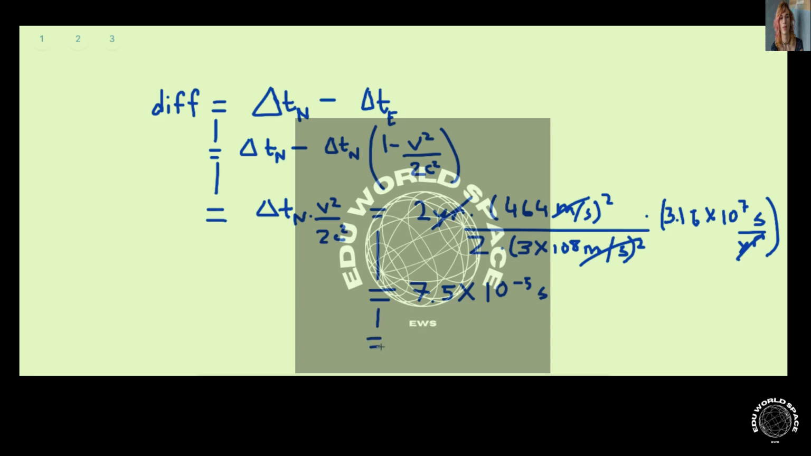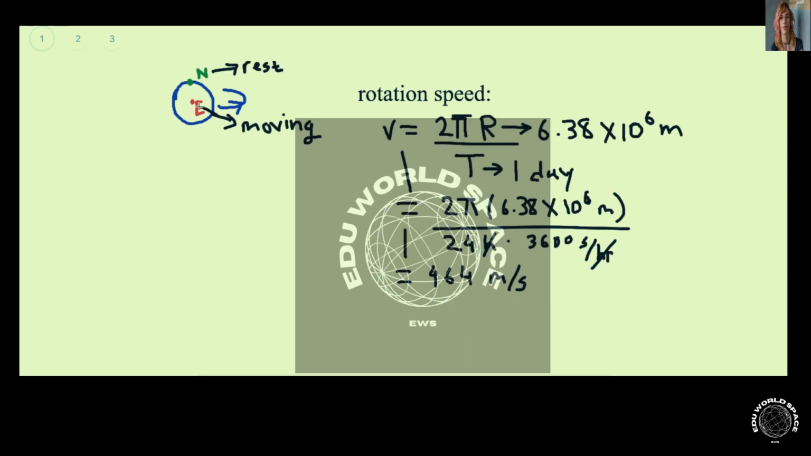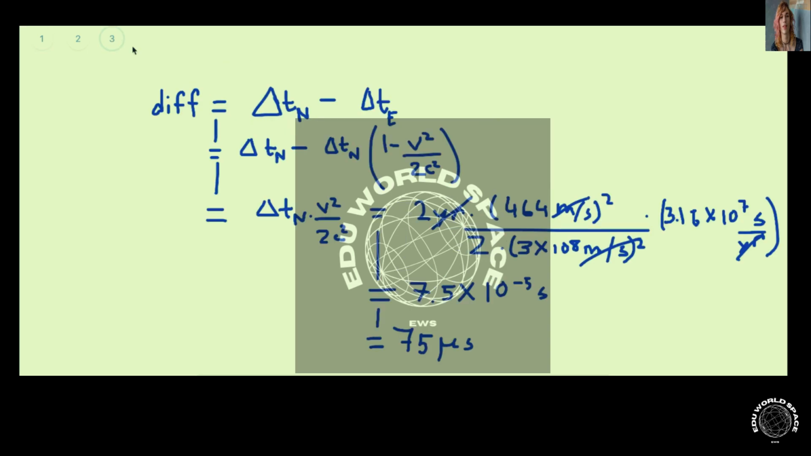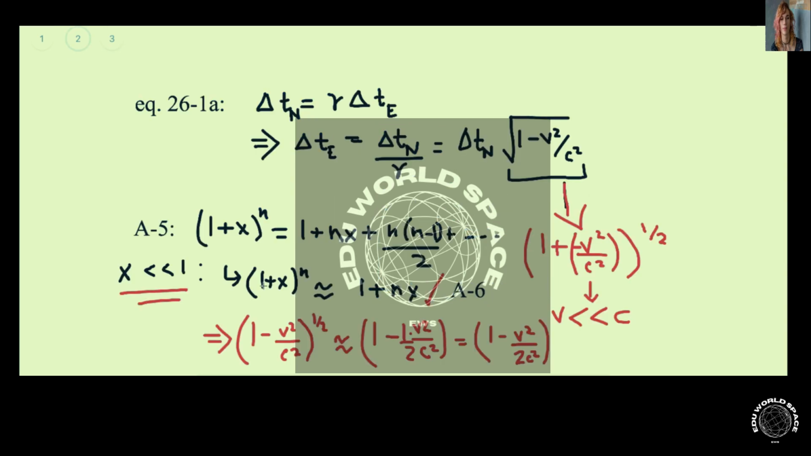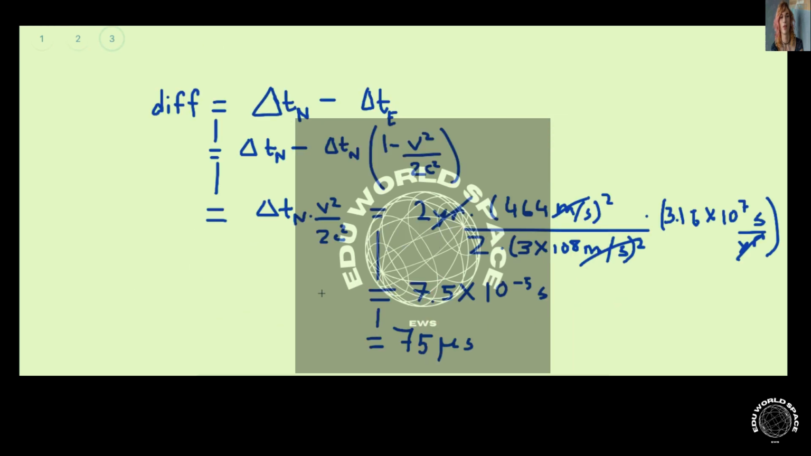And if you remember your prefixes, this is about 75 microseconds. So in 2 years, the two atomic clocks will be off by 75 microseconds, which may sound like not very much, but for atomic clocks, it is actually not negligible. But there you go. That's how you do it. Some math involved here, but once you knew how to make this expansion work, it actually turns out to be very simple.